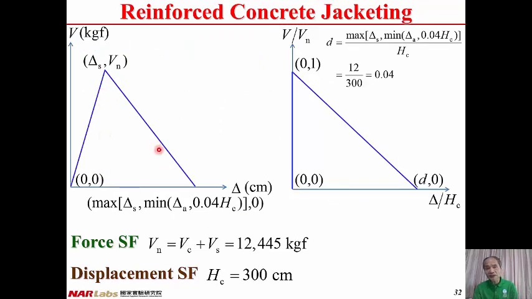Okay, with the force displacement, we can reduce to hinge parameters by normalizing the physical quantity to be a non-dimensional quantity. V is normalized by the shear strength Vn, and delta is normalized by the clear height of the column. For the original column, the shear strength is 12 ton-force, and the displacement scale factor is the clear height of the column, 300 centimeters.